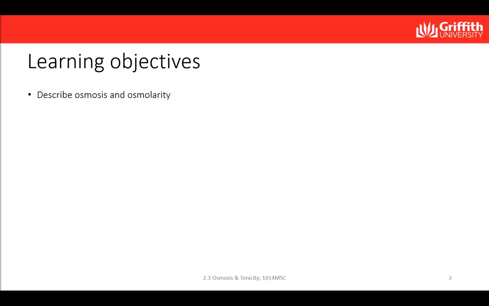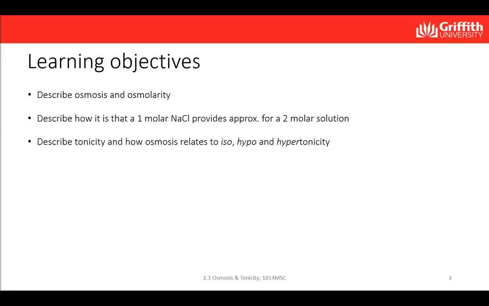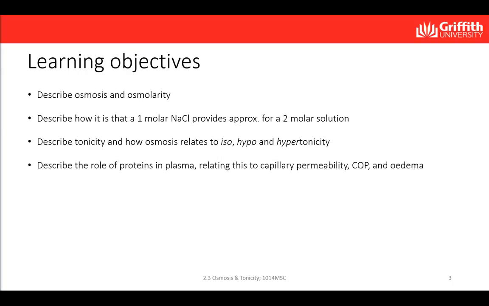The learning objectives for this topic are to describe osmosis and osmolarity, describe how 1 molar of sodium chloride provides approximately 2 osmoles in solution, describe what tonicity is and how osmosis relates to iso, hypo, and hypertonicity, and finally, to describe the role of plasma proteins in relation to capillary permeability and edema.